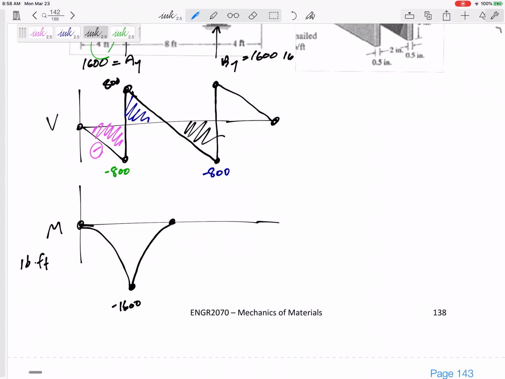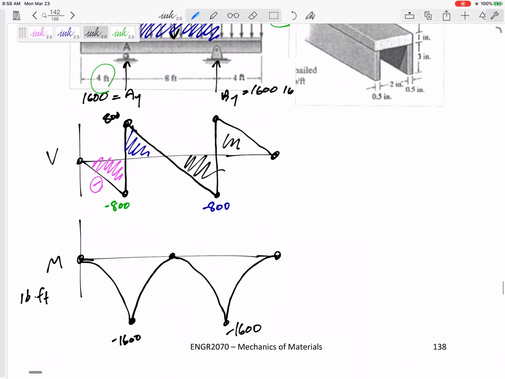Then I'd have this negative area. It would go down here. This positive area would bring me back up to 0. This would also be negative 1600. Okay, so step 1. Sometimes I ask for it, sometimes it's just helpful. Draw the shear and moment diagrams for these beams.